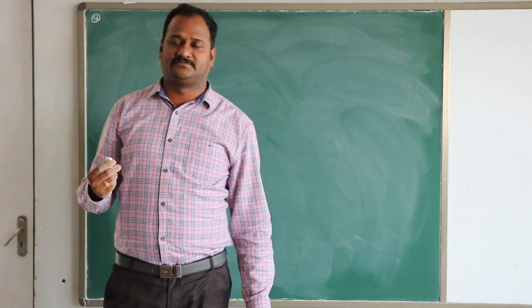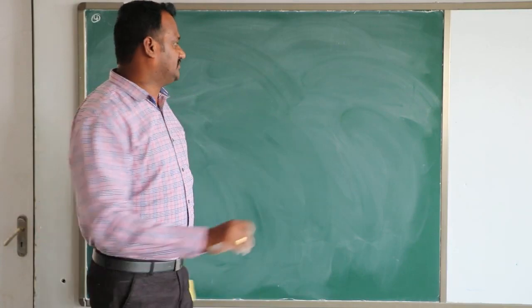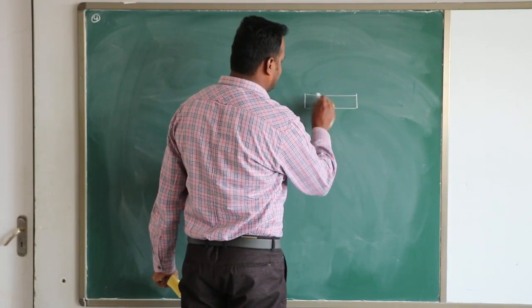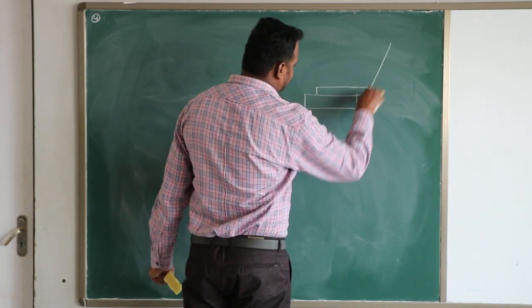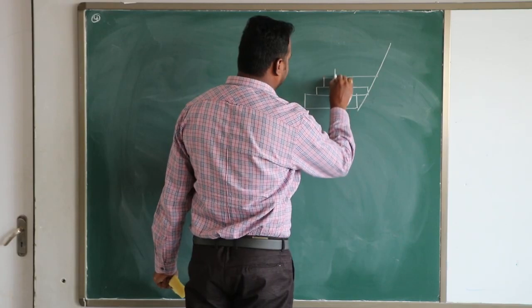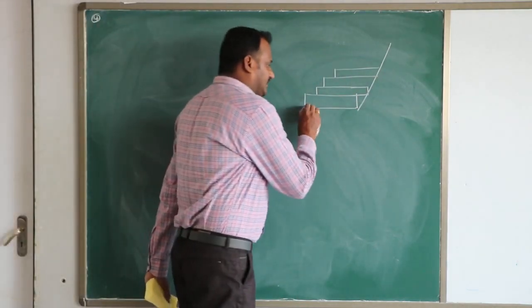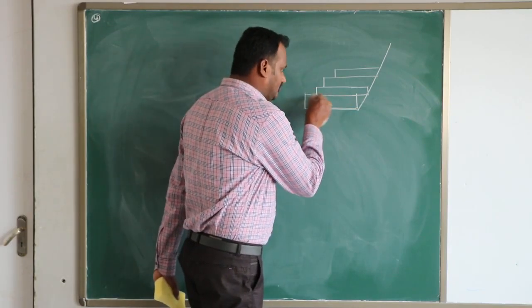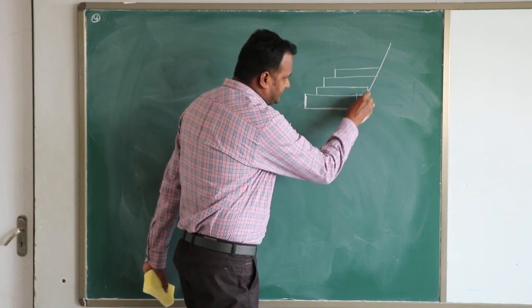So we frequently see our terrace, and if you once observe, the steps are like this. Okay, this is the first step and this is the second step. For example, these are the steps and this is the third step, this is the fourth step and so on. And here, this is the length of the step and this is the width of the step, and moreover this is the rise of the step.